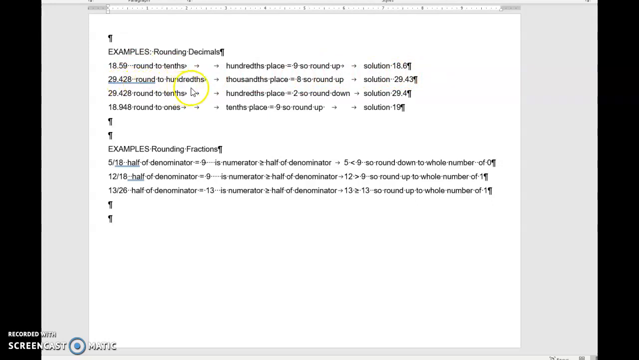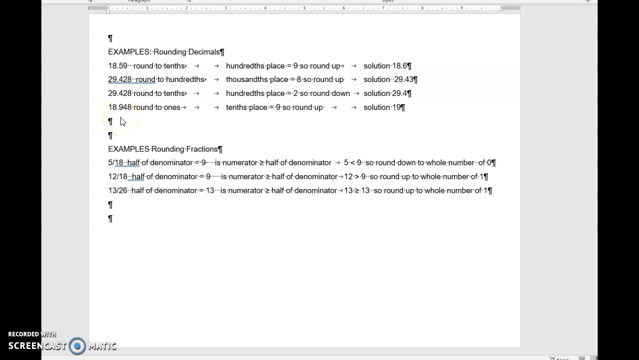And the next one, I want to round to the hundredths place. So the number in the hundredths place is the 2, but I have to look at the number next to it, which is an 8. This number 8 is greater than or equal to 5, so I'm going to round up, and our final solution is going to be 29.43. Same number, this time I'm going to round to the tenths place. Well, the tenths place is the 4. So I have to look at the digit to the right of it, which is a 2. The 2 is less than 5, so I'm going to round down and it will be 29.4 as my final answer.